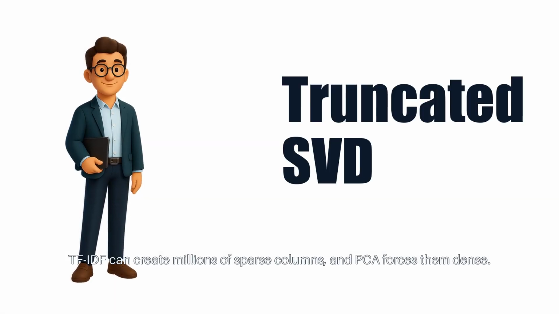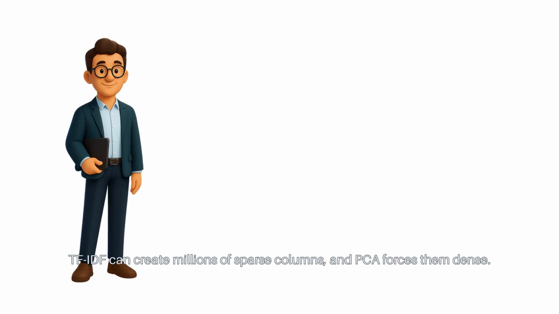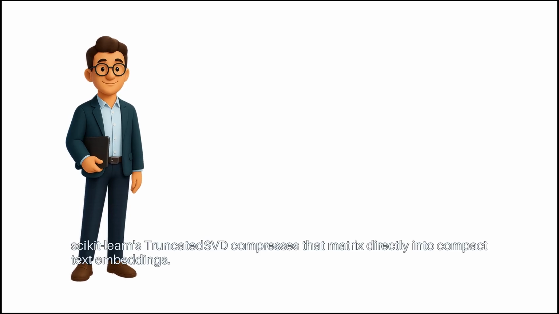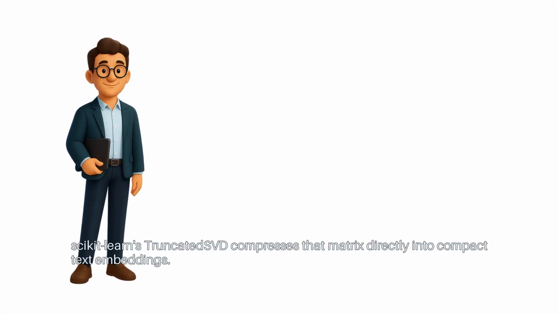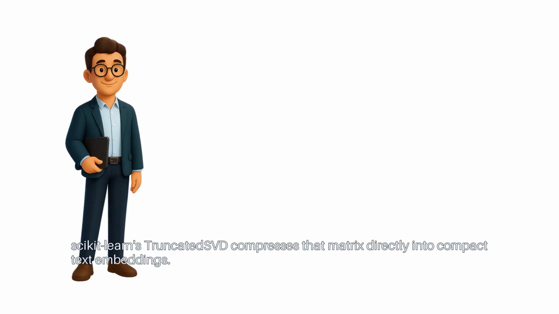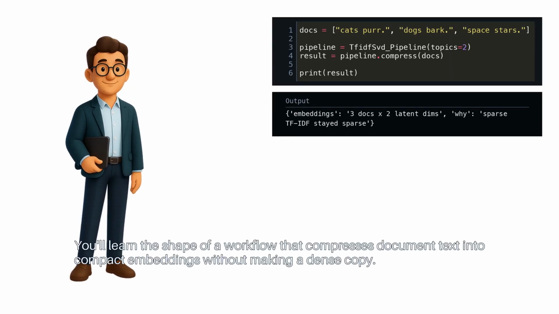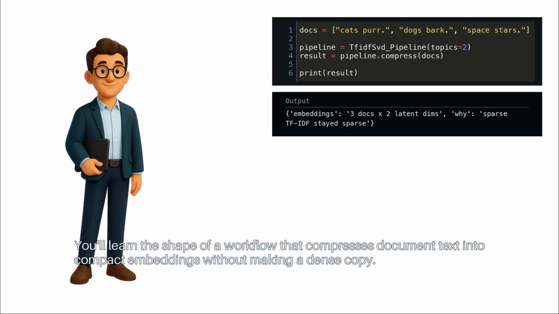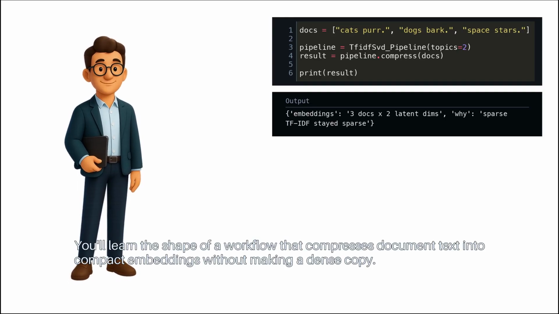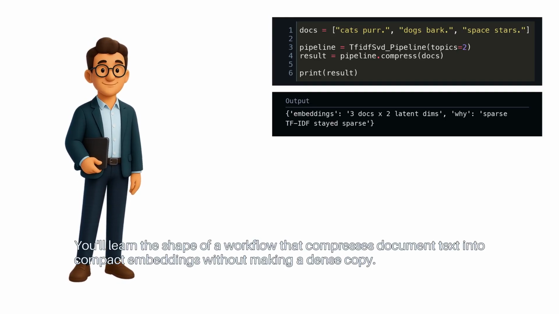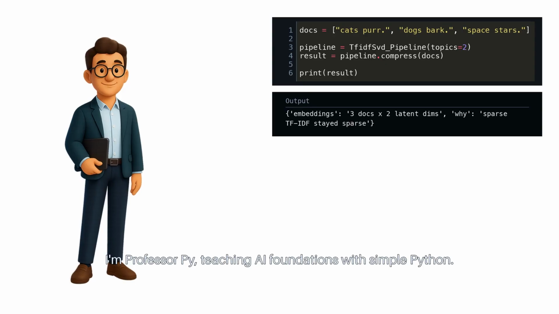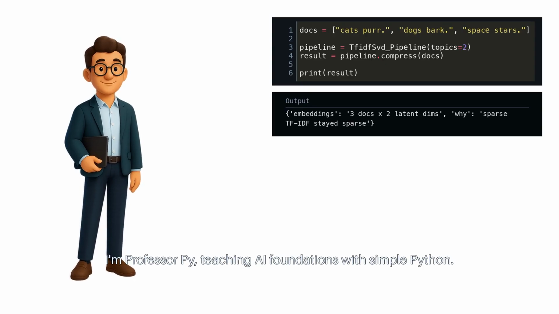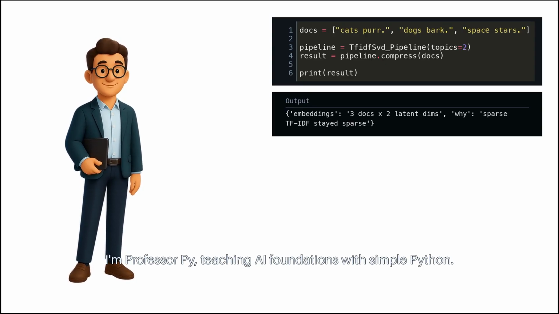TF-IDF can create millions of sparse columns, and PCA forces them dense. Scikit-learn's Truncated SVD compresses that matrix directly into compact text embeddings. You'll learn the shape of a workflow that compresses document text into compact embeddings without making a dense copy. I'm Professor Pi, teaching AI foundations with simple Python.